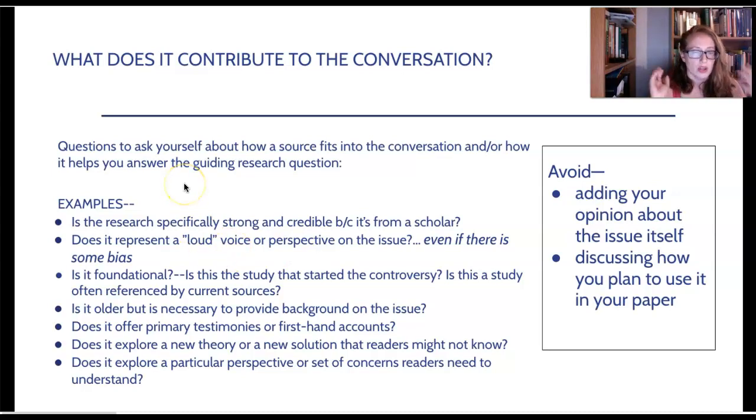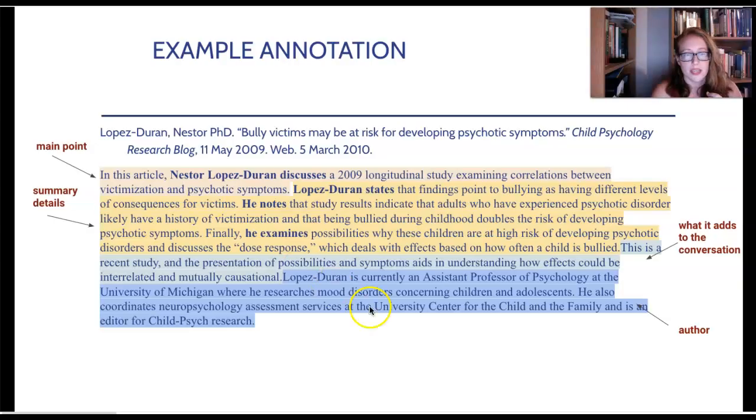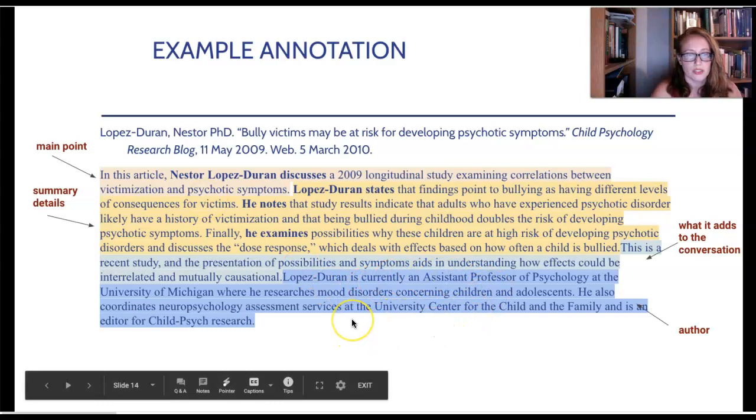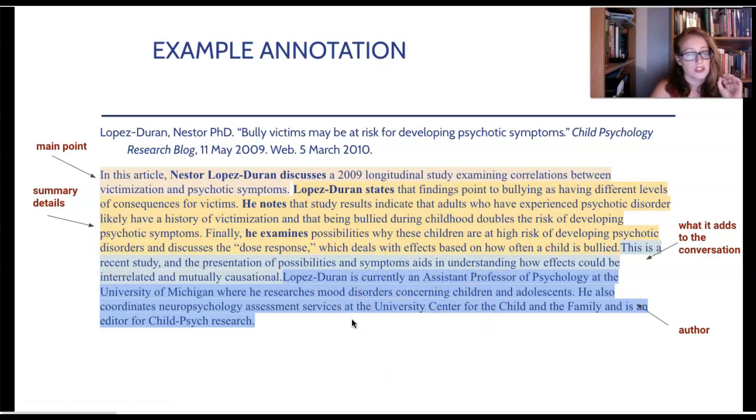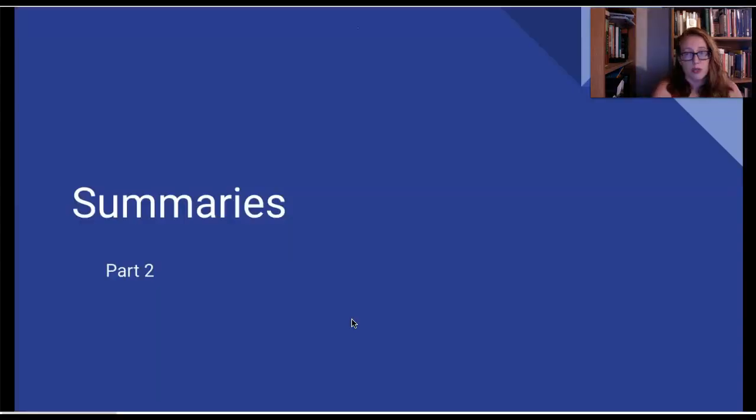Okay, so am I including this because the research is specifically strong and credible because it's from a scholar? If that's true, it's like your peer-reviewed article. You're just going to give details about the author's specific credibility, like this example does that we went over. This is because it's from an assistant professor of psychology. It's a study, it's credible, that's why it's being used.